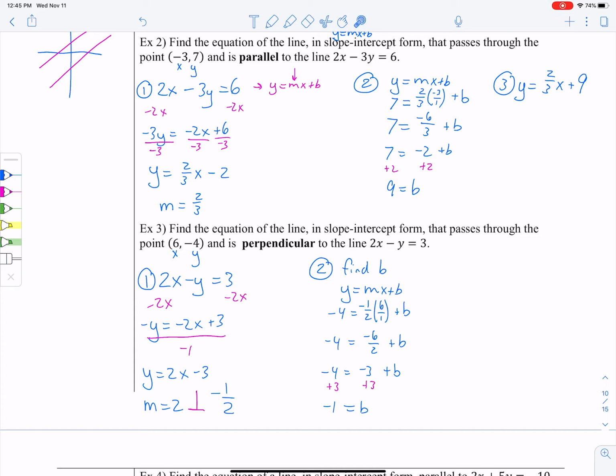And I look at my question. This also says slope-intercept form. So now I'm going to put together, and I have y is equal to -1/2 x minus 1. Okay, and that's my final answer for this question.